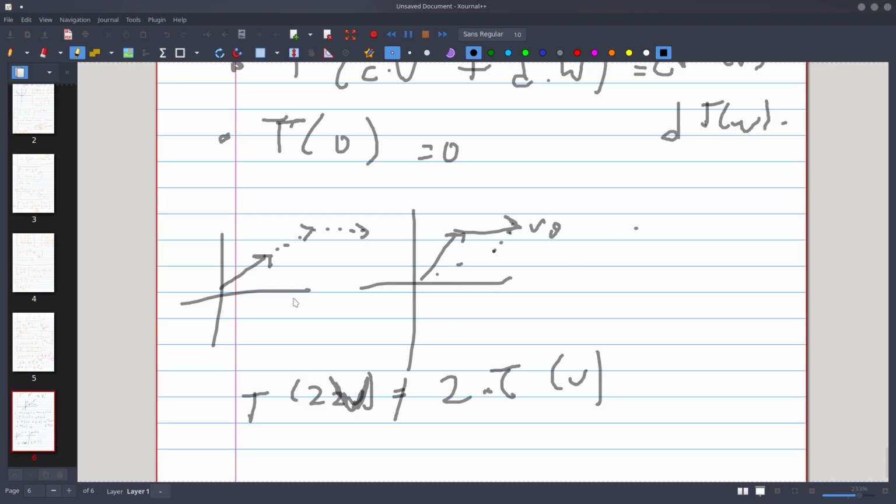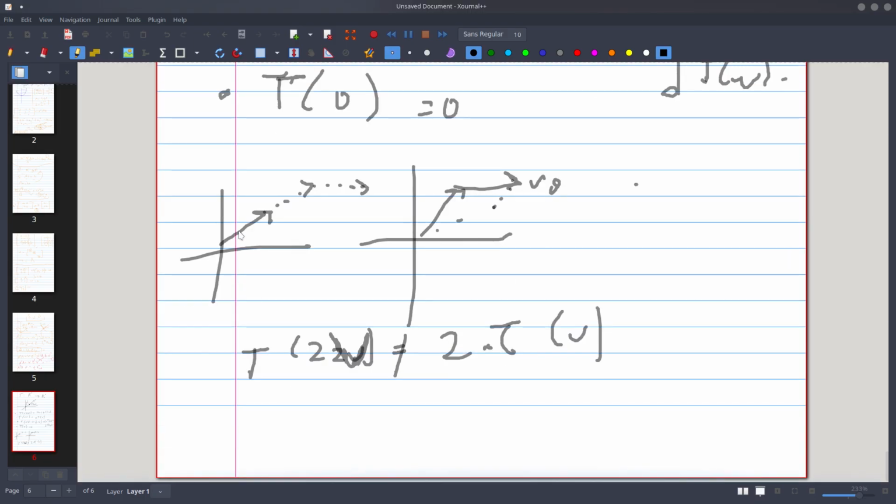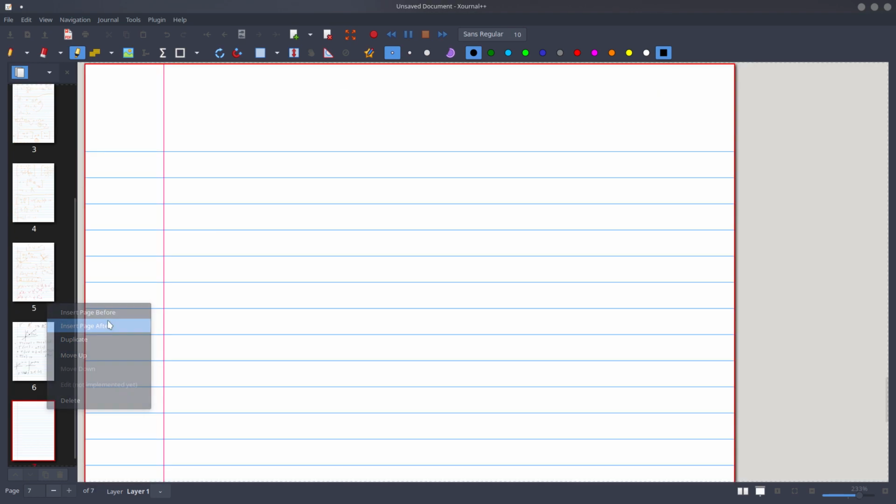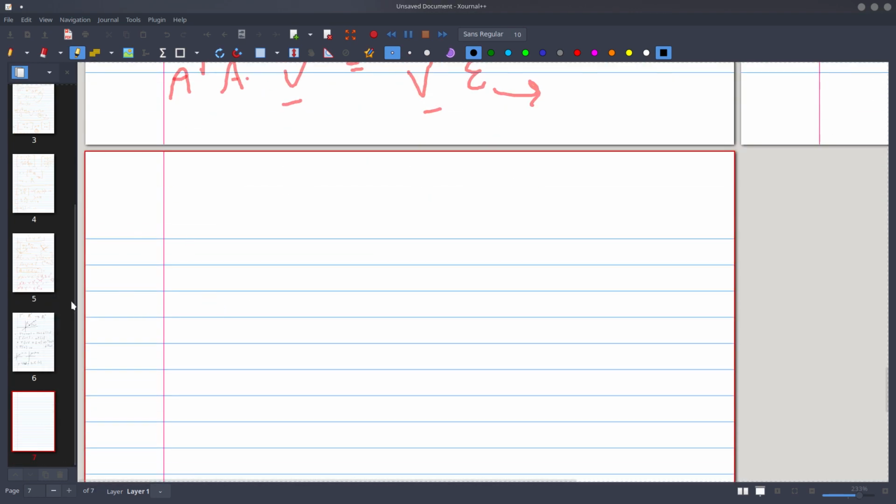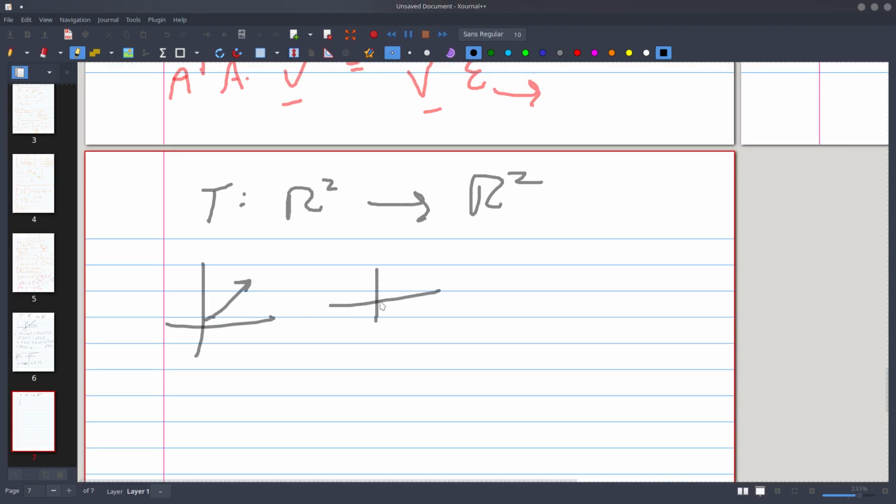Another example would be the 45-degree rotation. Let me put another page. Your transformation is taking all of R2 into R2. In terms of a linear transformation, you always need to define what your input space is and what your output space is. If you take this vector v and do a 45-degree rotation, it probably ends up here, T of v.